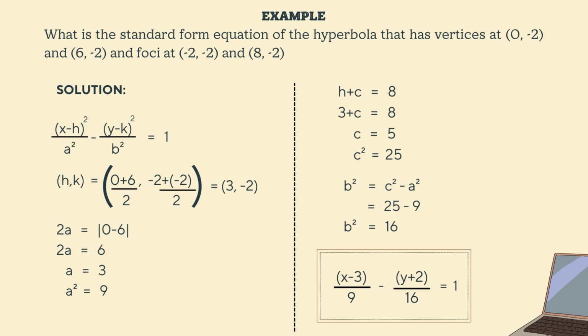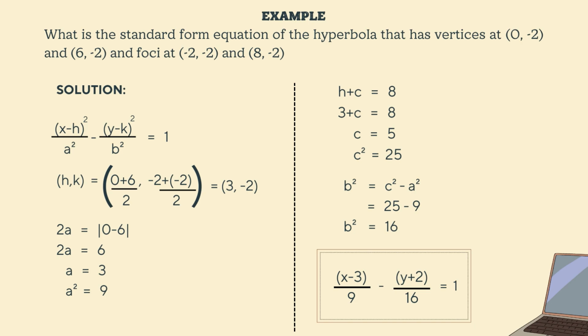Next we will find our a². The length of the transverse axis, 2a, is bounded by the vertices. So we can find a by finding the distance between the x-coordinates of the vertices. 2a is equal to the absolute value of 0 minus 6, which is 6. Dividing by 2, so we can cancel the 2, what is left is a. So 6 divided by 2 is 3. a is equal to 3, and a² is equal to 9, since 3² is 9.